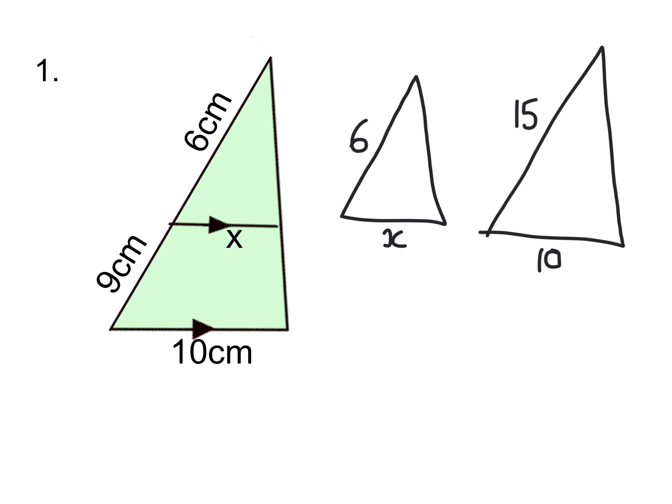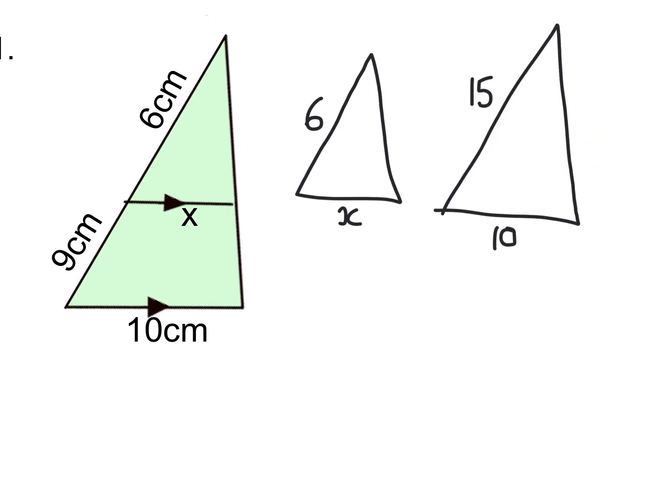So I can almost effectively ignore the green bit of the diagram now and just look at the two smaller ones. Then it becomes exactly like my previous lesson, but it's just presented differently, that's all. So the mission is to find out what x is. Now I have a reduction. I'm actually going from the bigger one to the smaller one.